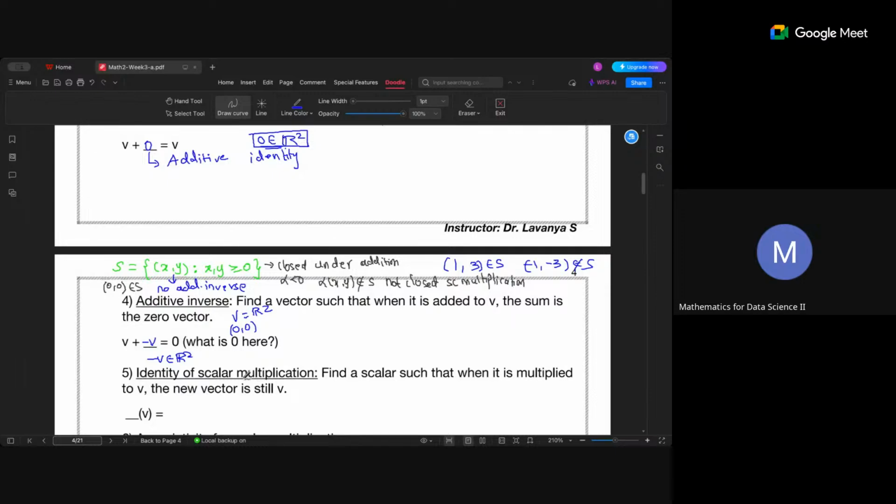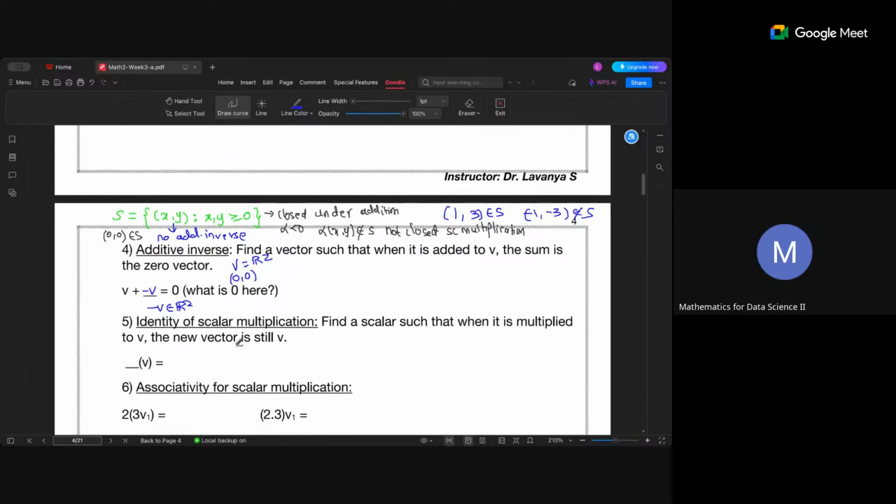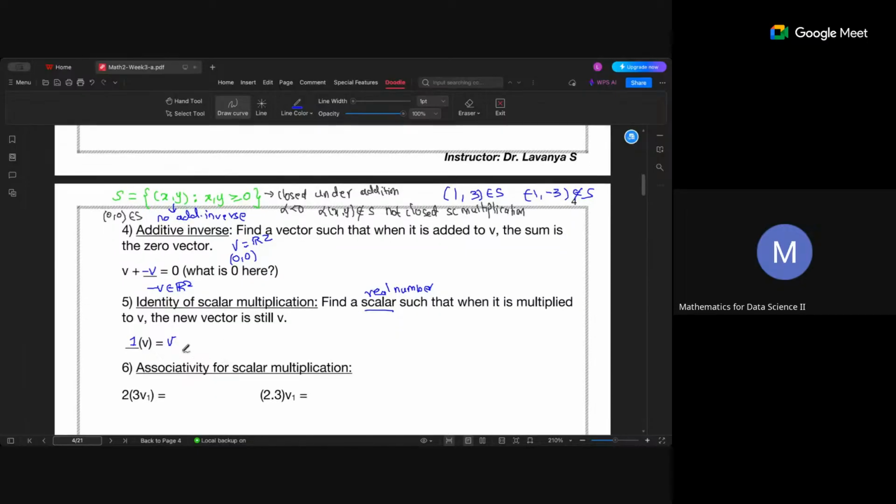Okay, fine. Identity of scalar multiplication. Can you find a scalar, scalar means real number, such that when it is multiplied to v, the vector is still v? It is 1. So you will get back v. So you have 1 times v is again v.